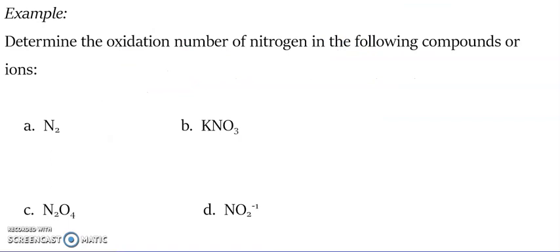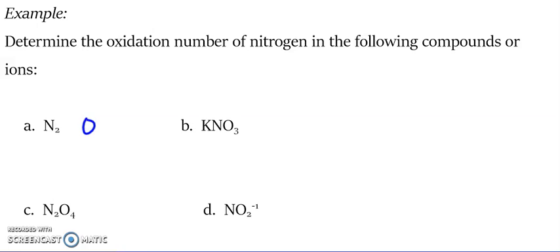All right, so this says determine the oxidation number of nitrogen. So we're looking at the nitrogen in all of these. This first one, nitrogen N2, I have to assume it's in its elemental state. So its oxidation number is 0. All right, so let's look at the next one, KNO3.